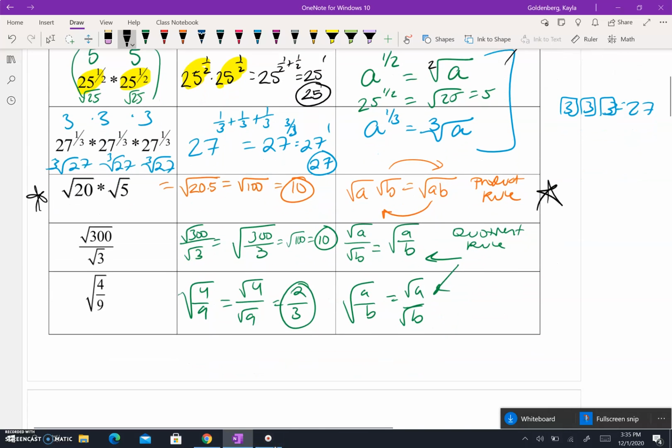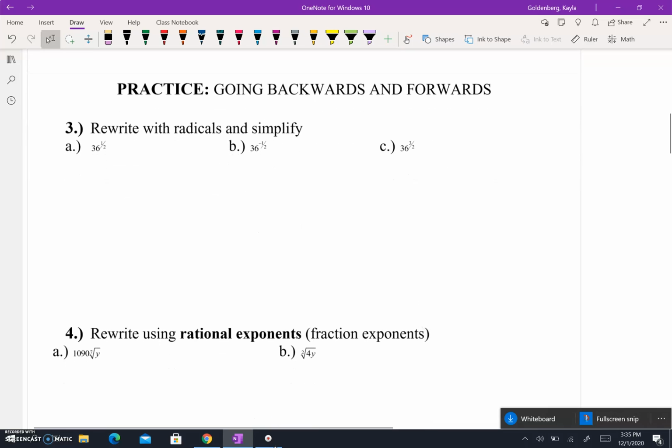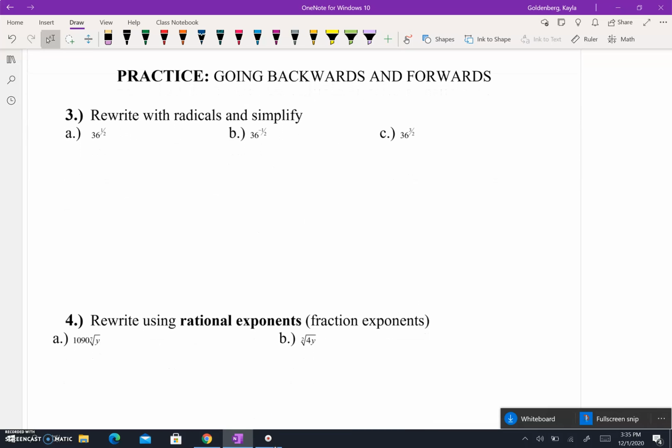And then continuing on to our next page, I've got a couple of practice problems, just practice going forwards and backwards with this idea that we've just done, right? The idea that a to the 1 over n is the nth root of a. The example that we could look at is 1/2, right? That's a really helpful one for people to think about.